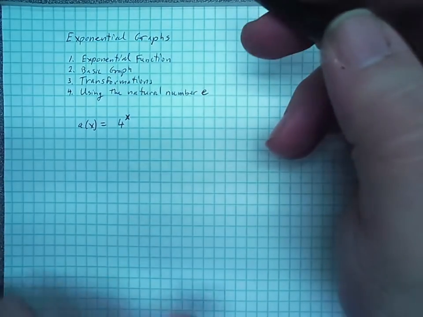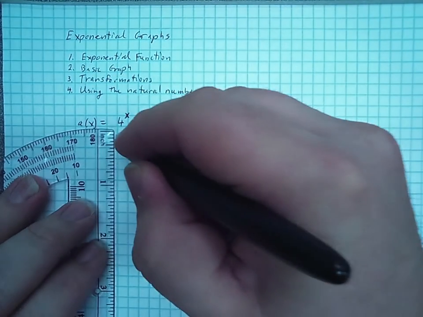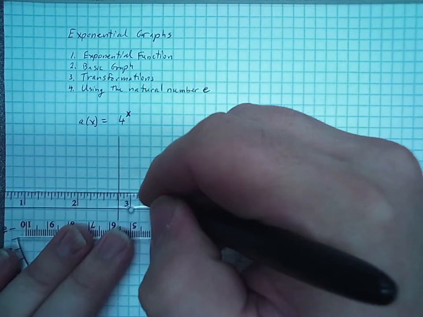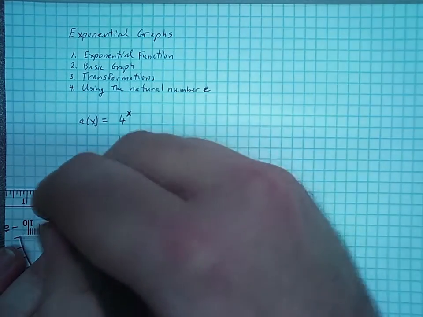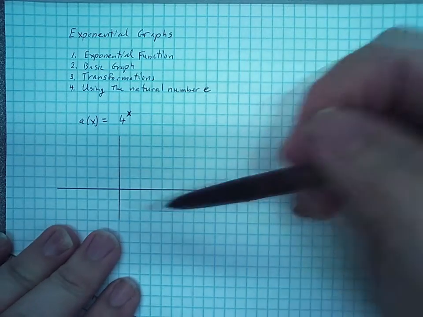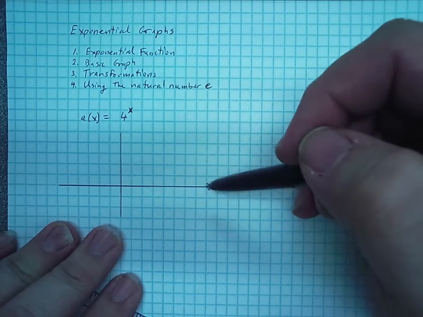So in this case, 4 to the x, if the base is bigger than 1, it makes what we call an exponential growth function. Now a base exponential function, I should say, is never going to cross the x-axis. We have a horizontal asymptote at the x-axis.